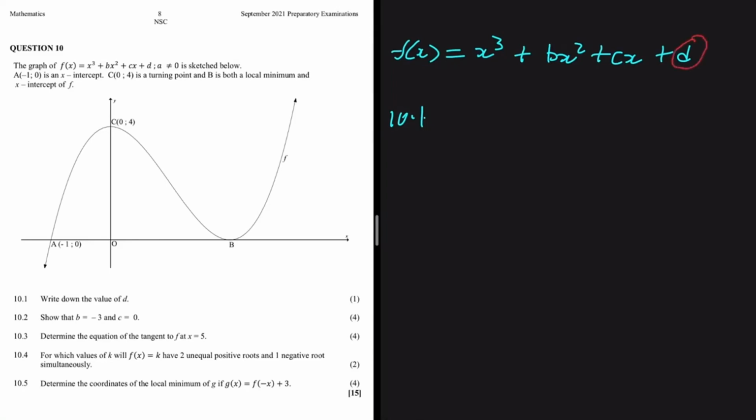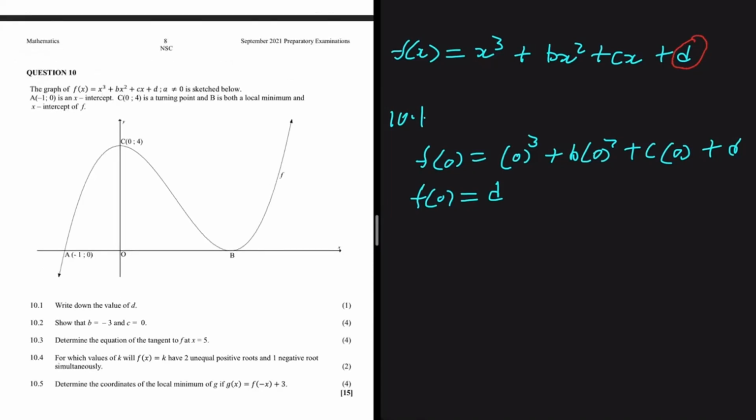I want you to realize something here: if you say f of 0, you're going to get 0 cubed plus b of 0 squared plus c multiplied by 0 plus d. So f of 0 is going to be 0 cubed, that's 0, plus b multiplied by 0 squared, that is 0, plus c multiplied by 0, that is 0, plus d. So f of 0 is basically equal to d. And we know fully well that if we say x is 0, we're looking for the y-intercept. So d is the y value of the y-intercept.